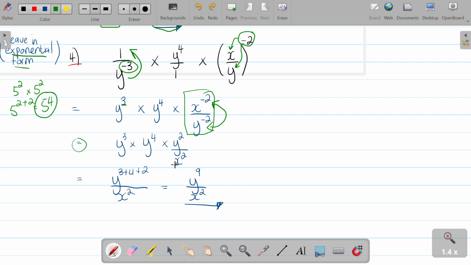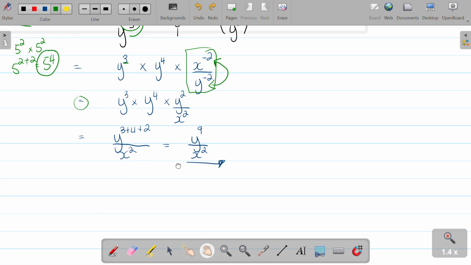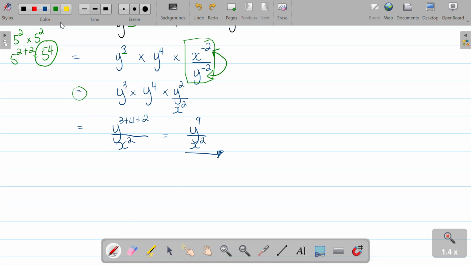Now we can simplify it a bit further because we have like bases. Let me just highlight the bases to you. So the like bases are y, y, and y. So what does that mean? I can add the exponents. So I can add the 3, the 4, and the 2 together. So 3 plus 4 plus 2. And then this will just stay the same as the denominator. So it will equal 3 plus 4 is 7 plus 2 is y to the 9 over x squared, and this is my final answer.